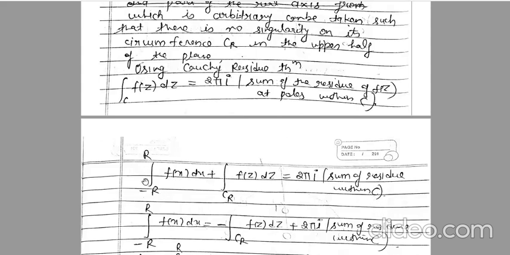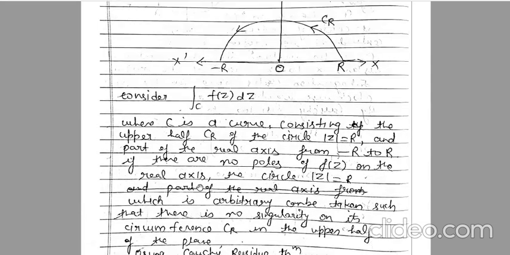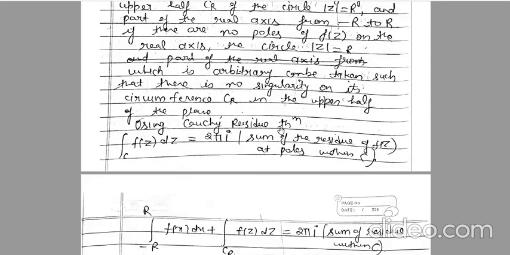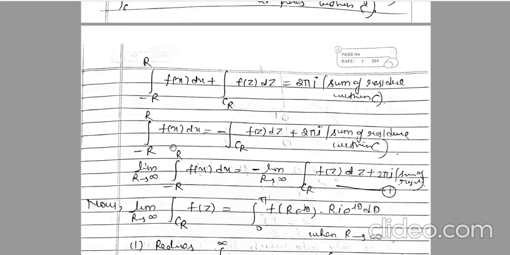This term, minus R to R, where is it coming from? You are calculating your integration value from minus R to R, and here the function is f(x). So you will write f(x) and your limit will be minus R to R. Now the integral from minus R to R of f(x) dx is equal to minus the integration over C_R of f(z) dz plus 2 pi i sum of residues within C. Now taking the limit R tends to infinity, the integral from minus R to R of f(x) dx is equal to minus the limit of the integration over C_R of f(z) dz plus 2 pi i sum of residues.